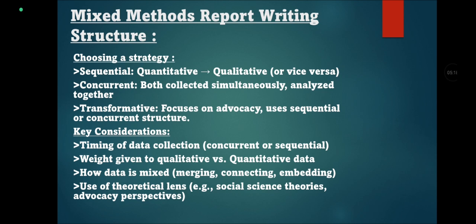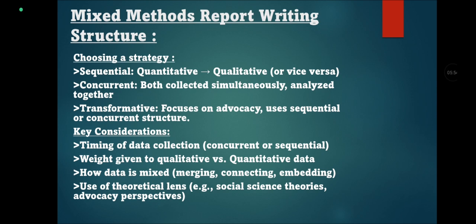In mixed methods report writing structure, first we need to choose a strategy. In sequential strategy, we basically convert quantitative data to qualitative data, or it may be vice versa, qualitative to quantitative. In concurrent strategy, both are collected simultaneously and later analyzed together. In transformative strategy, the focus is on advocacy, and it uses a sequential or concurrent structure.